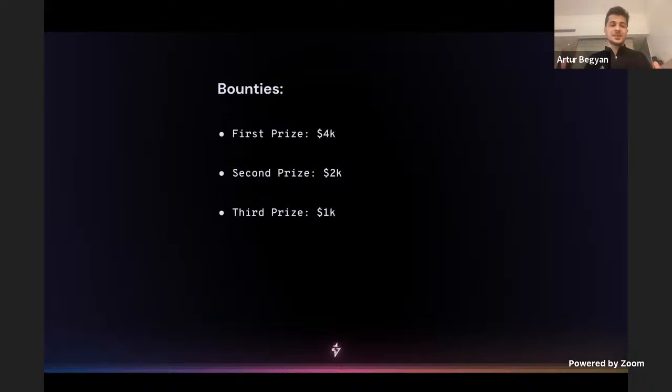Cool. So starting off with the fun part. For the Hack Money hackathon, we have prepared $8,000 in bounties. The first prize will get 4,000, the second prize will get 2,000, and then the third prize will get 1,000.